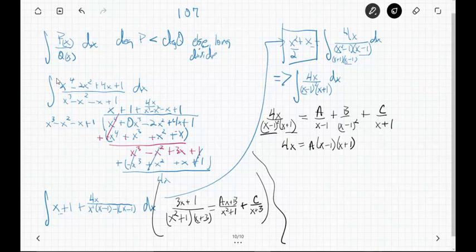In other words, once I've cleaned it up, this is what happens. What's missing from this denominator? Well, an x plus 1. So I'm going to go b times x plus 1. And then last but not least, I've got plus c, and it's missing an x minus 1 squared. So I've got c times x minus 1 squared.